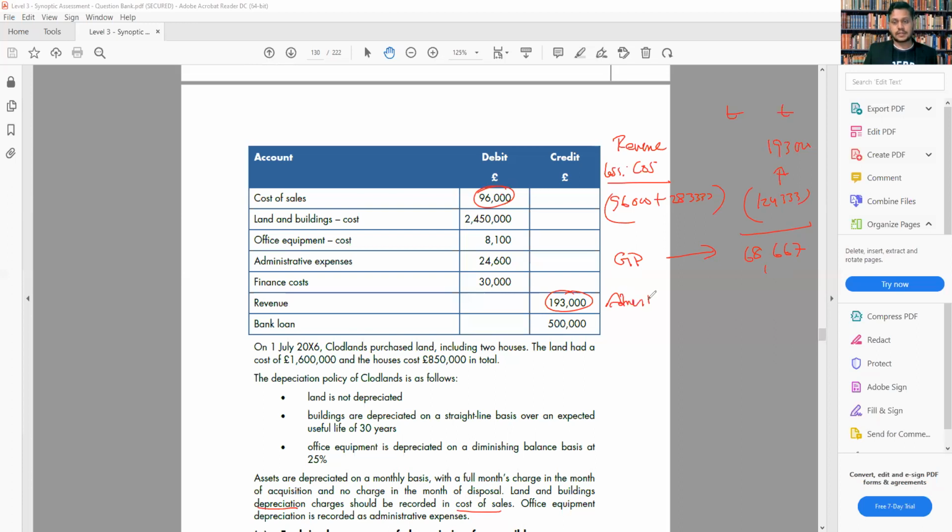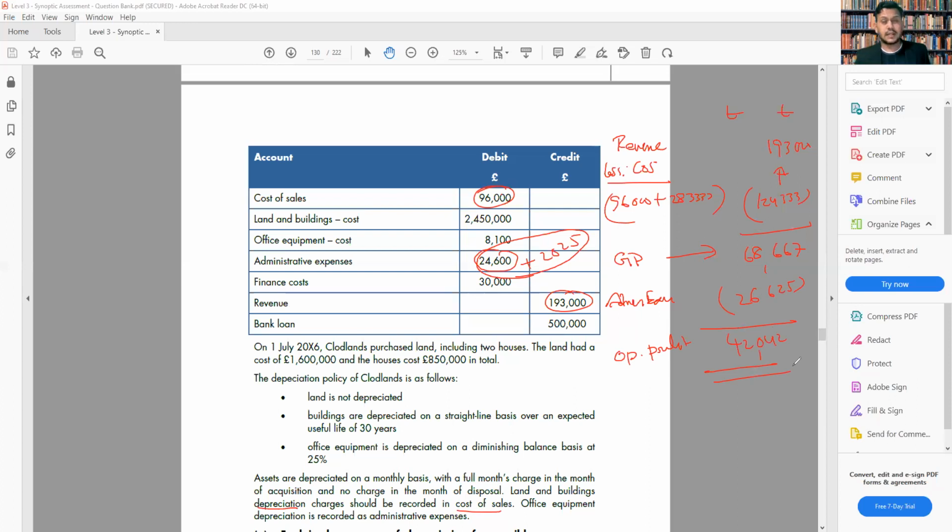Admin expense. And admin expense, you have 24,000 plus the depreciation of the office equipment. The question said add the depreciation of the office equipment to the admin expense. So add this one, 24,600 plus 2,050, that will give you 26,625. And if you minus that, that will give us the operating profit. That is 42,042.